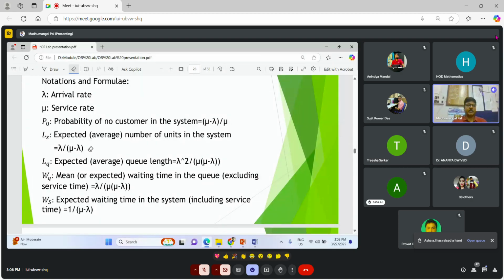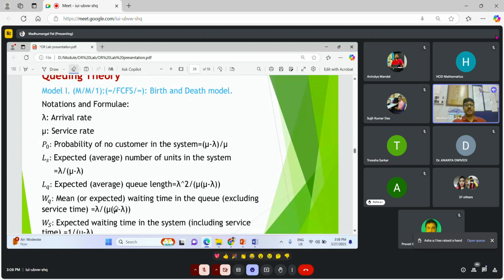Okay, so these are the mathematical expressions to find out LS and LQ. These expressions are obtained from rigorous mathematical calculation. And WQ is the mean or expected waiting time in the queue. The mean waiting time is this expression. WS is the expected waiting time in the system, including the service. So these are the parameters we obtain after rigorous mathematical investigation of queuing theory for the first model, this M/M/1/infinity/FCFS model.